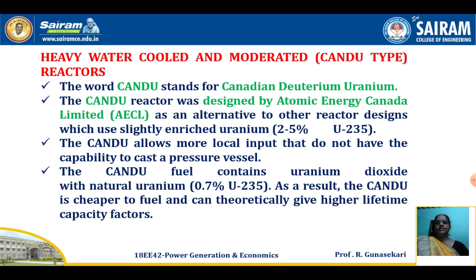Compared to other reactor designs, which use enriched uranium, that is 2 to 5% uranium-235, the CANDU allows more local input, as it does not require the capability to cast a pressure vessel. The CANDU fuel contains uranium dioxide with natural uranium. Natural uranium means 0.7% uranium-235. As a result, the CANDU is very cheap to fuel and can give a higher lifetime capacity factor.